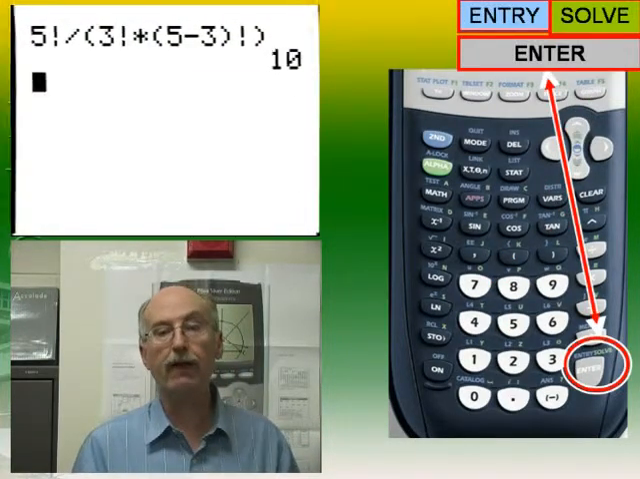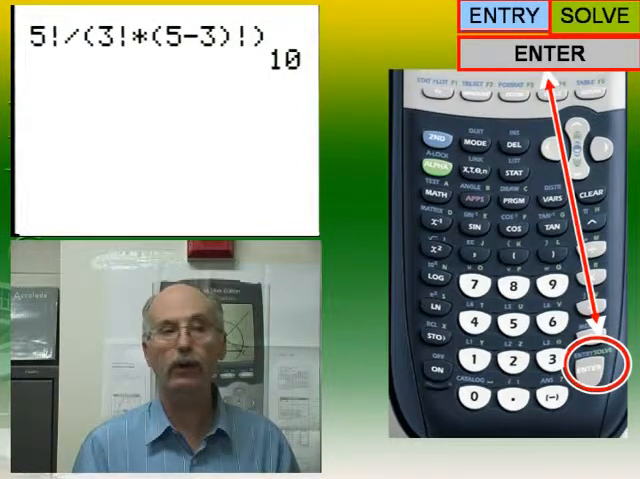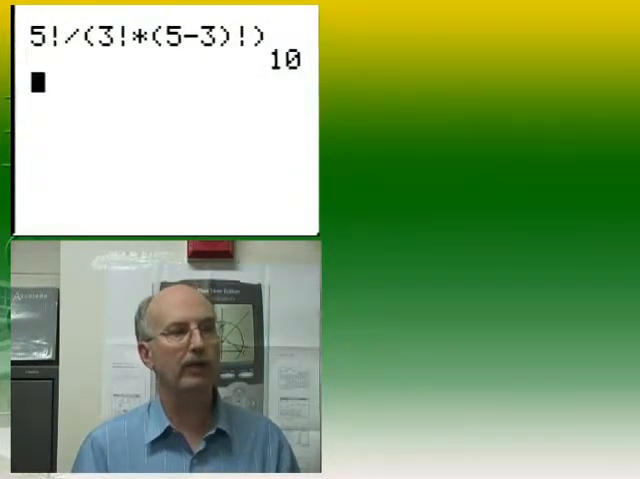And you can see, yes, in fact, the formula gives us 10 different ways of coming up with 3 heads on 5 coins, just as we saw in our pictorial example.